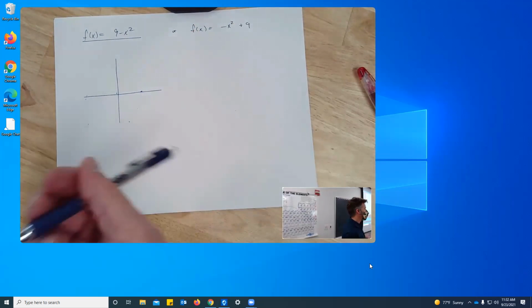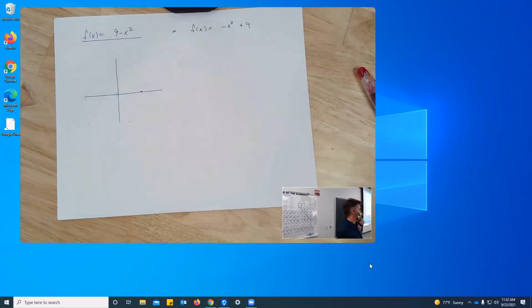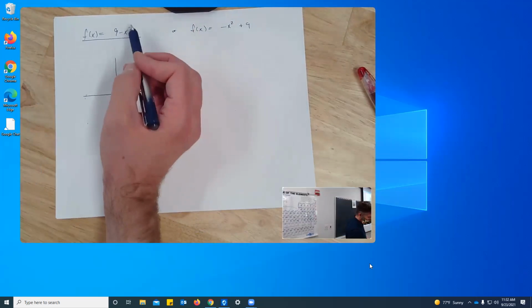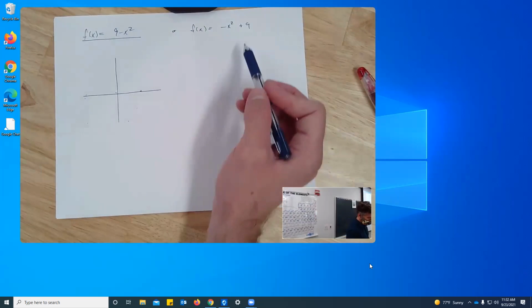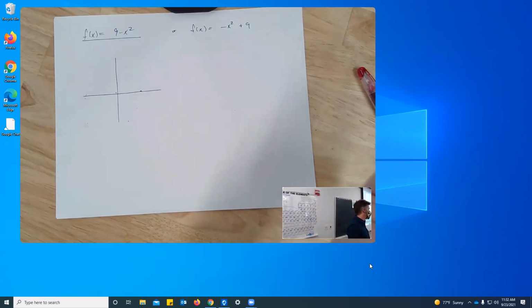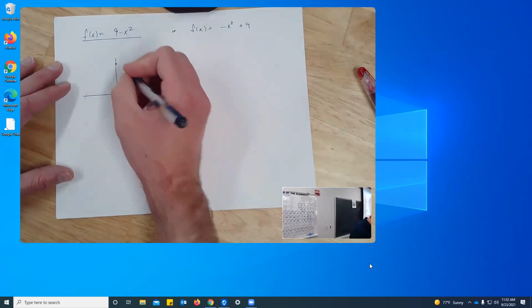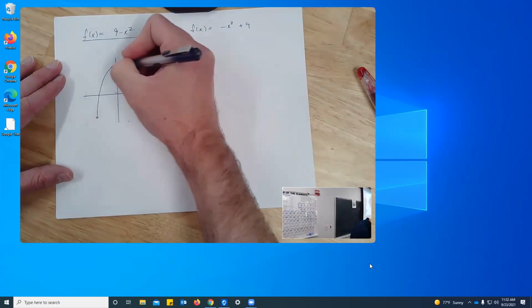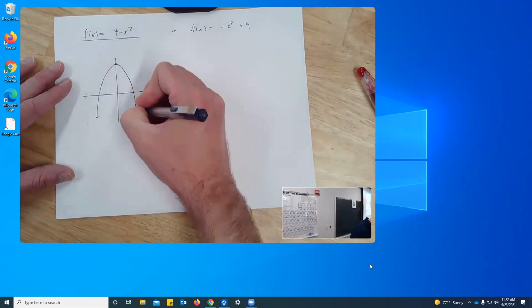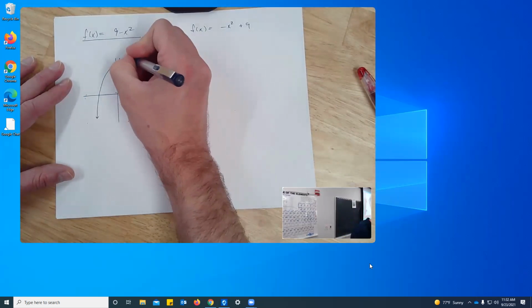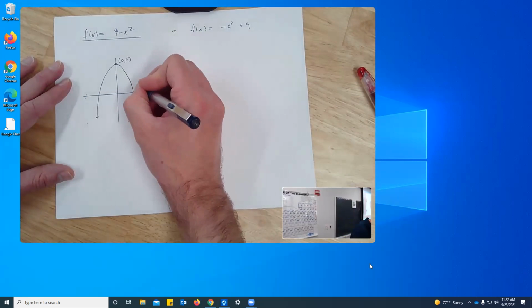Often, if something's negative, we tend to write it later if there's something positive in front of it. I don't really know why, but most people would probably write it this way. It's just a convention. This is downward opening. It has a y-intercept of 9, and that's also the vertex. And it has x-intercepts that are positive and negative 3.